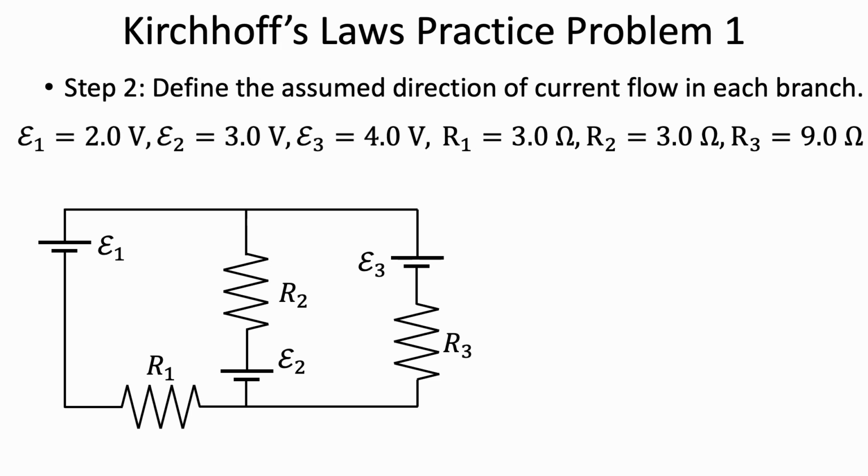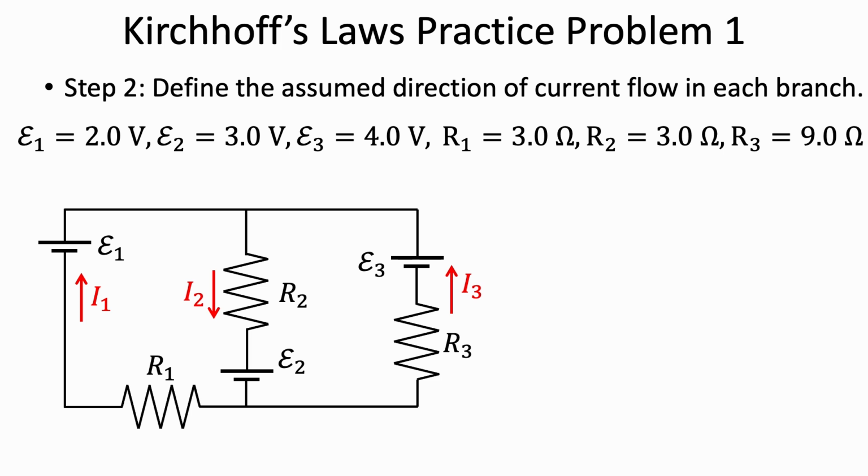The second step is to define the assumed direction of the current flow in each branch. The choice of the direction is arbitrary. If the actual current flows in the opposite direction, it will result in a negative value for the current. I will call the current that flows through branch 1 I1 and assume that it flows upward through the battery with voltage E1. In branch 2, I will assume that the current flows downward and call it I2. In branch 3, I will assume that the current flows upward through the battery with voltage E3 and call it I3.